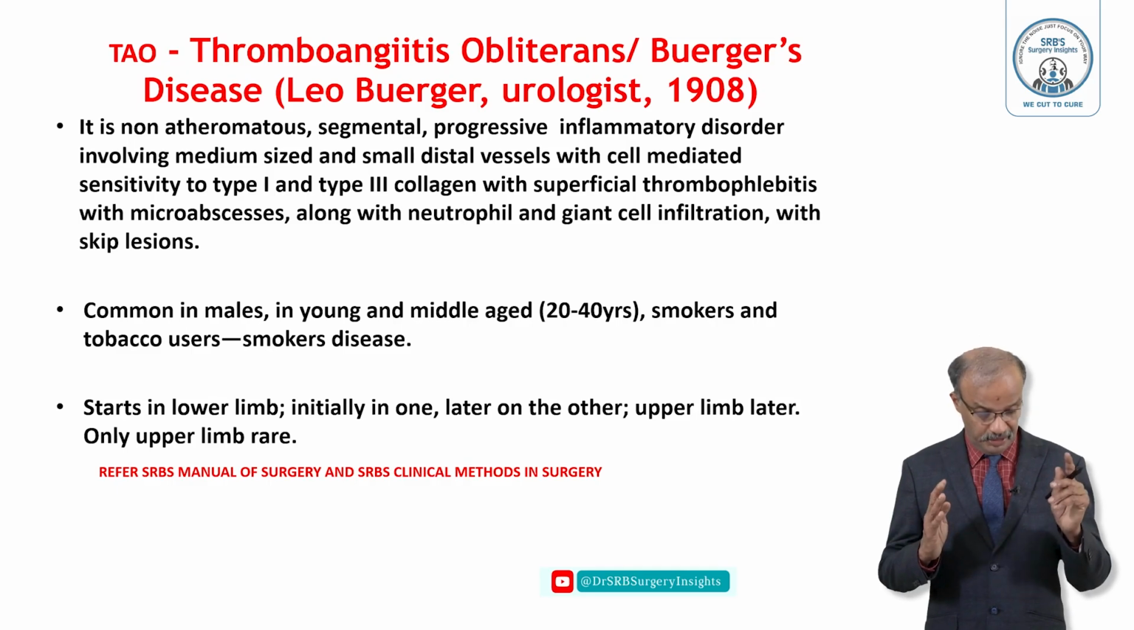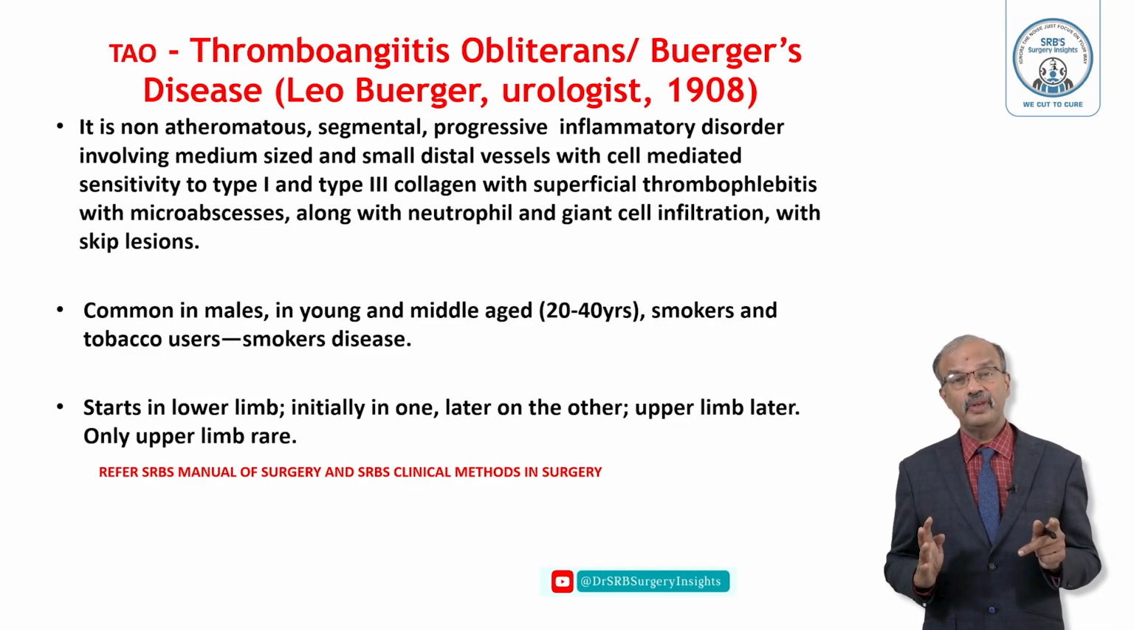Thromboangiitis obliterans. Double I is there, not single I. There's a spelling point I want to just highlight. So it's also called Buerger's disease because the disease was eventually identified and formulated by Leo Buerger earlier. So it is named after him. It is a non-atheromatous disease.